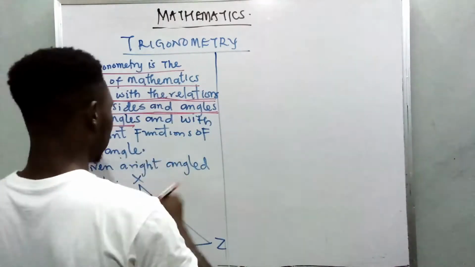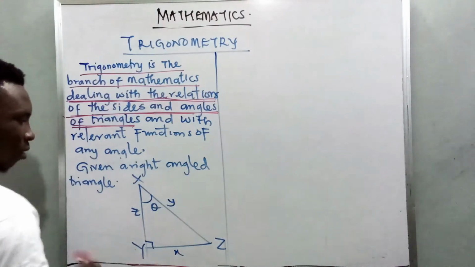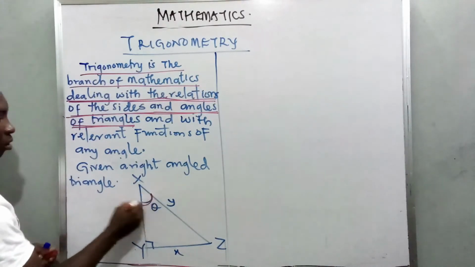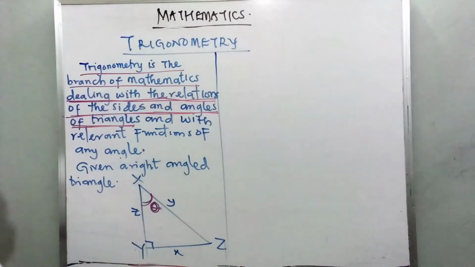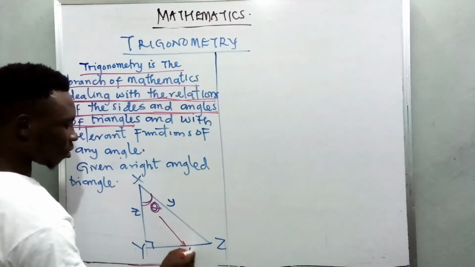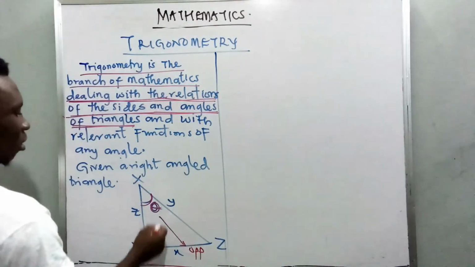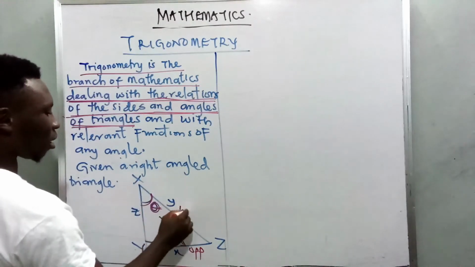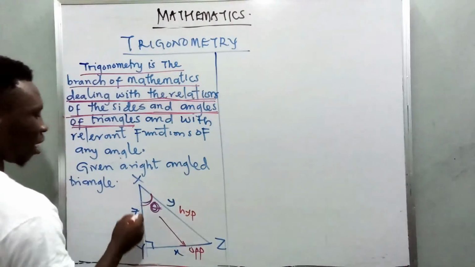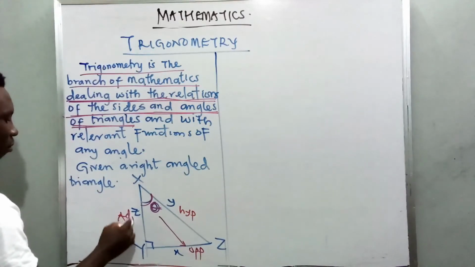So just like here, we have what? A triangle. Now, in this triangle, we have our internal angle, which is theta. The side facing the angle here is our opposite. We're going to talk about this in detail. The longest side here is your hypotenuse, and this side here is your adjacent.